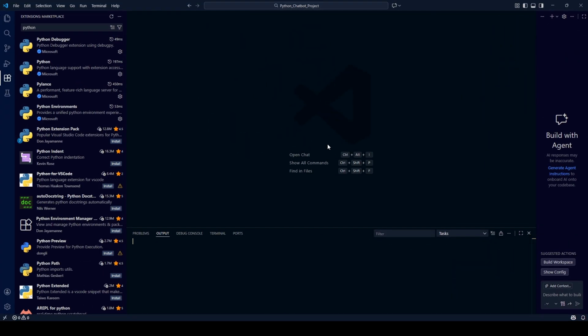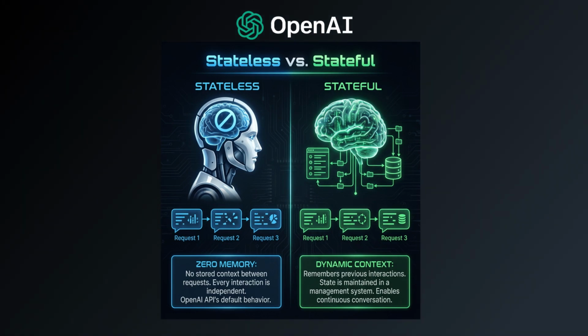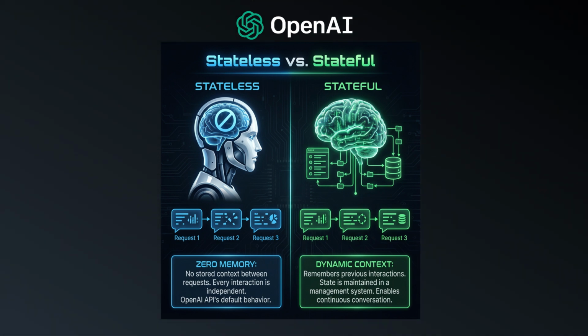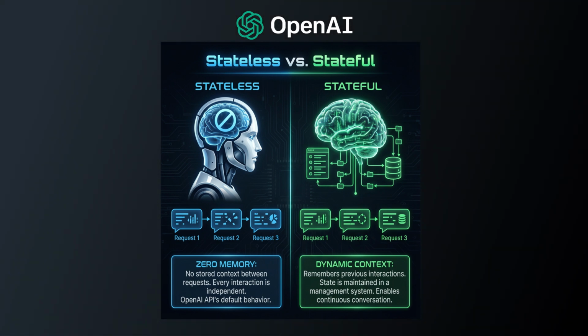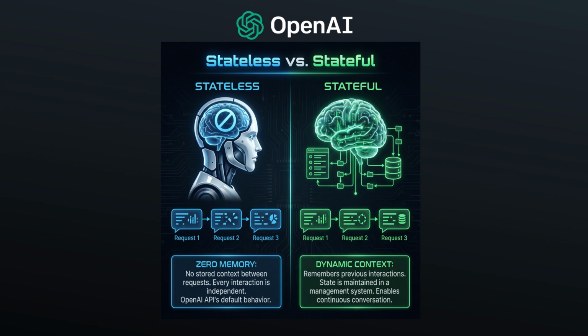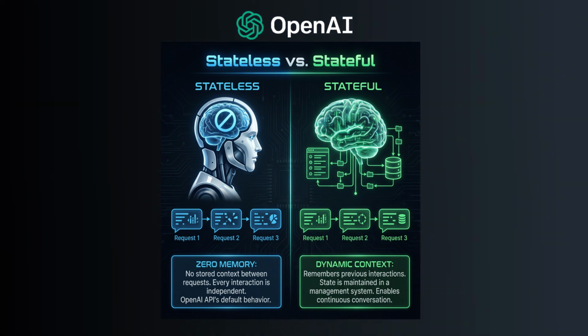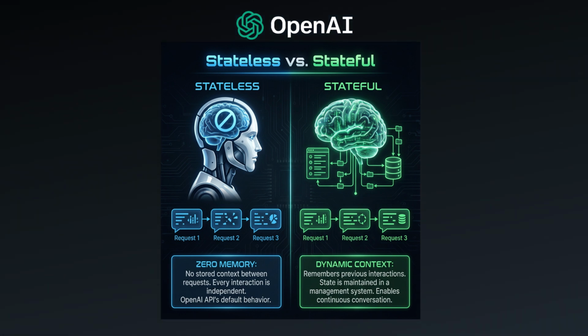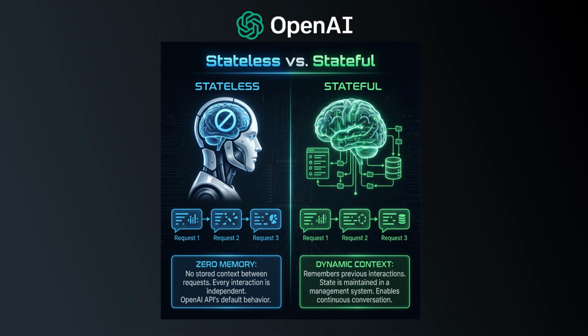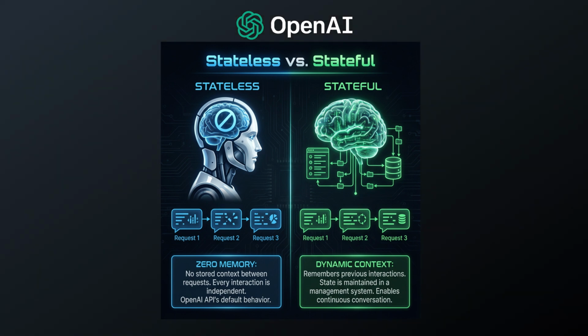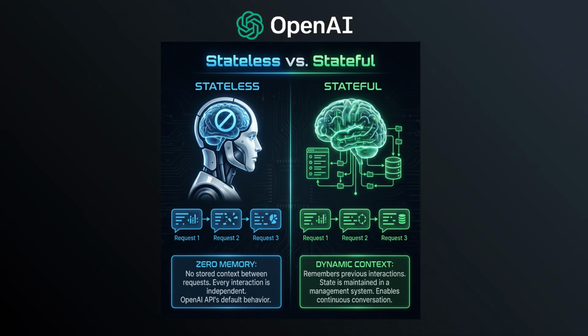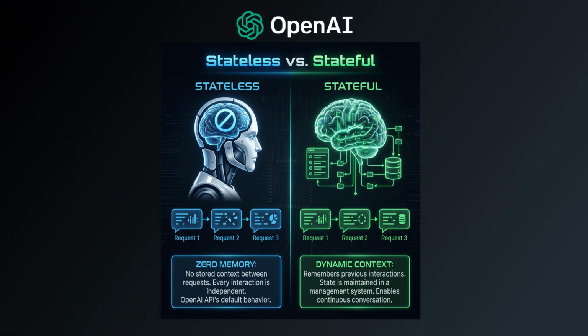Today, we are diving deep into the architecture of large language models. Many of you have asked, how do I build a chatbot that actually remembers me? You see, by default, the OpenAI API is what we call stateless. This means it treats every single interaction as a completely new event. It has zero memory of the past. If you are building a serious application, whether for customer support, personal assistance, or automation, this is a problem.